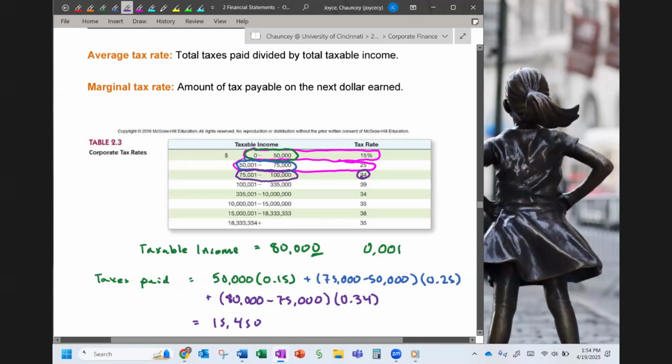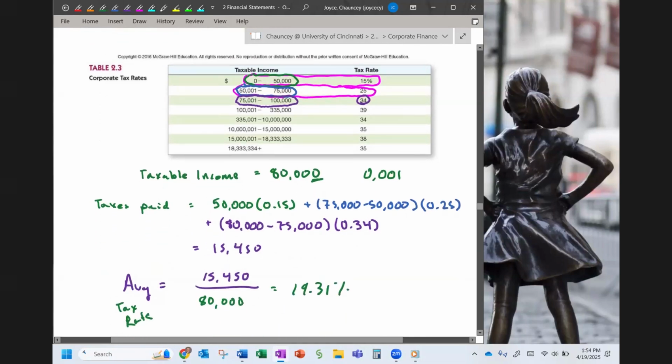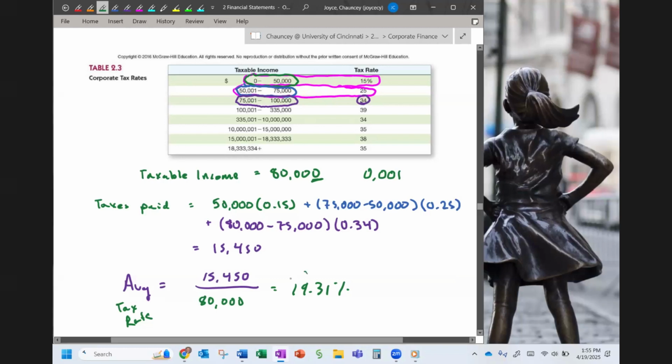And so we'll just apply this definition. The average tax rate is your total taxes paid divided by your taxable income. So your average would be the 15,450 over your taxable income of 80,000. And you'll get 19.31%. So you have to calculate the average tax rate by yourself, but the table will give you the marginal tax rate.